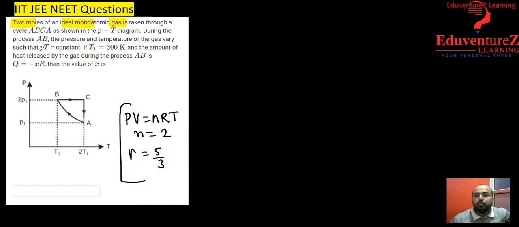So 2 moles of an ideal monoatomic gas is taken through the cycle ABCA. So this point is A, this one is B, this one is C, and again this is A. So this is a cyclic process, and the PT diagram is given. During the process AB, the pressure and temperature of the gas vary such that PT equals constant. So this is not a general process, it is simply PT equals constant.